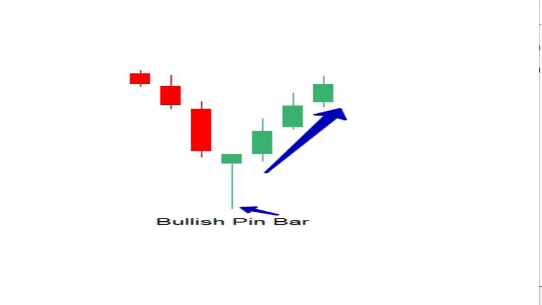Yeah, so I hope you can see it. Anytime I mention something like a pin bar, this is what I'm referring to. A pin bar is just a candle that has a long tail on one side but a small body and no tail on the other side. So in this case, this is a bullish one. You find there's a tail, but there is no tail on the upper side.